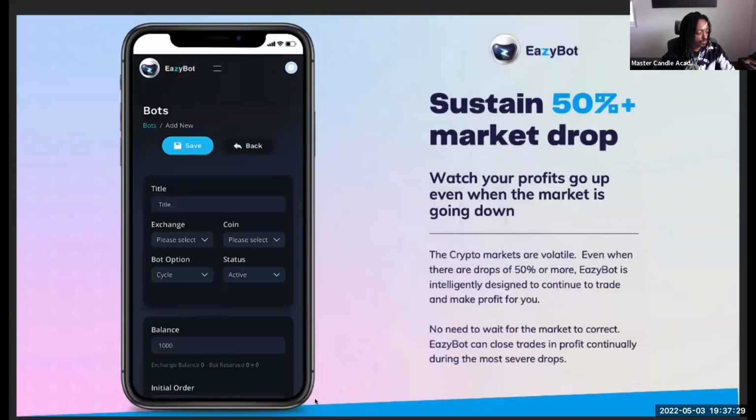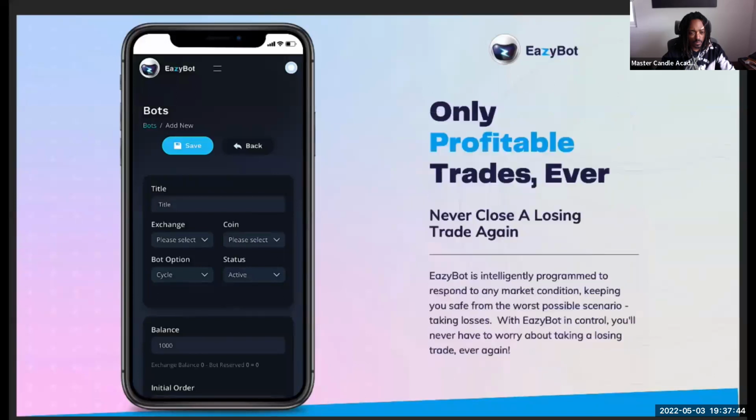There's no need to wait for the market to correct because Eazy Bot can close trades and profit continually through the drop. Guys, this is something that no other crypto bot in the world has. This is proprietary information and technology that is going to change the world. With Eazy Bot, you're never going to have a losing trade. It only closes on profitable trades in every case scenario.